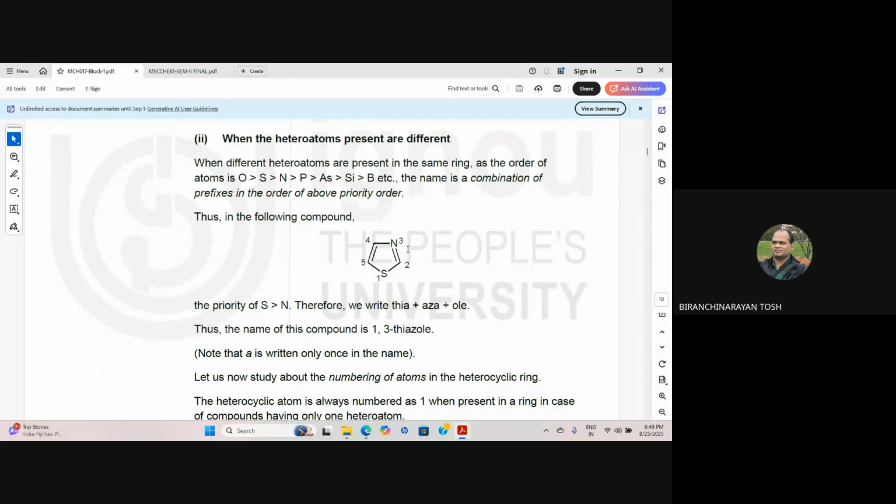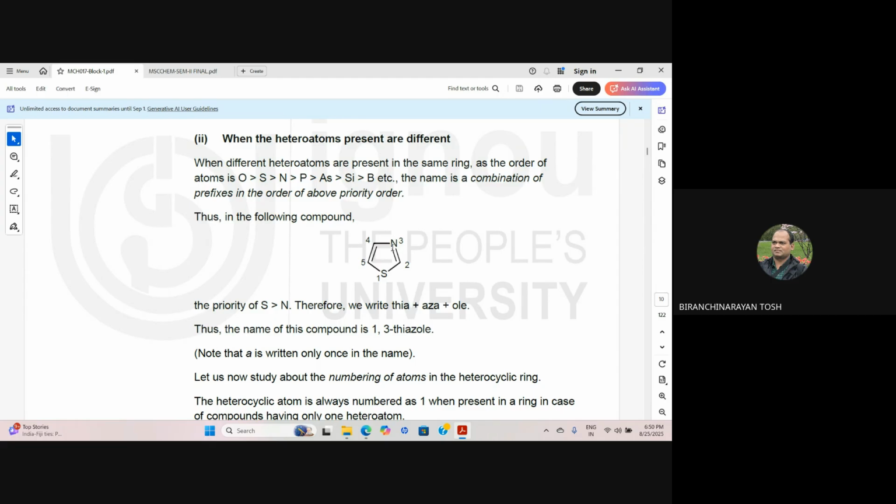So let us nomenclate this one. Sulfur and nitrogen are there. Between sulfur and nitrogen, sulfur is the first priority, so it should be given the lowest locant, that is 1. Then we move towards nitrogen in such a way that it gets the next lowest locant. If you move clockwise, it is 1, 2, 3, 4, so you move anticlockwise. So 1, 3.